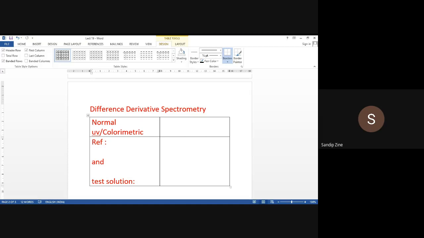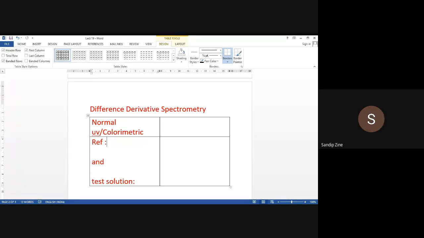Try to recollect the experiments we did, like the salicylic acid experiment, or the assay of aspirin tablet or paracetamol tablet by using a UV visible spectrophotometer. So we use blank solution and test solution, isn't it? What is the difference between blank and test? Yes, the presence of drug. Analyte presence. Yeah, very well.